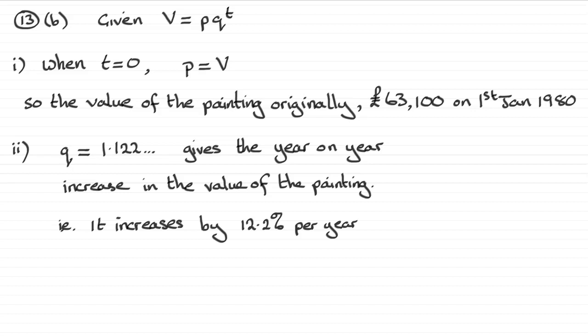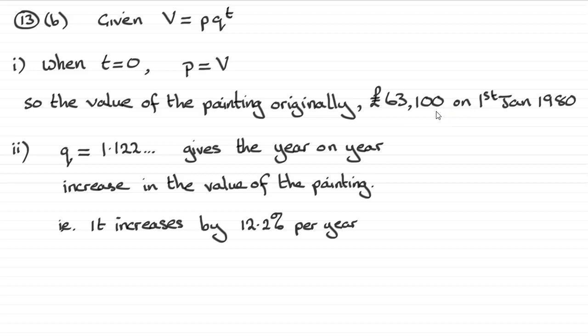So for 13 part B then, we've got to give interpretations for the value of p and the value of q. Well, we can get p very easily, and that's when t is 0, v will equal p. So that's saying that initially, when t is 0, that's going to be our initial value. That's on the 1st of January 1980. v will equal p. And we found out in the previous part that the value was 63,100. Okay, that was the original cost.